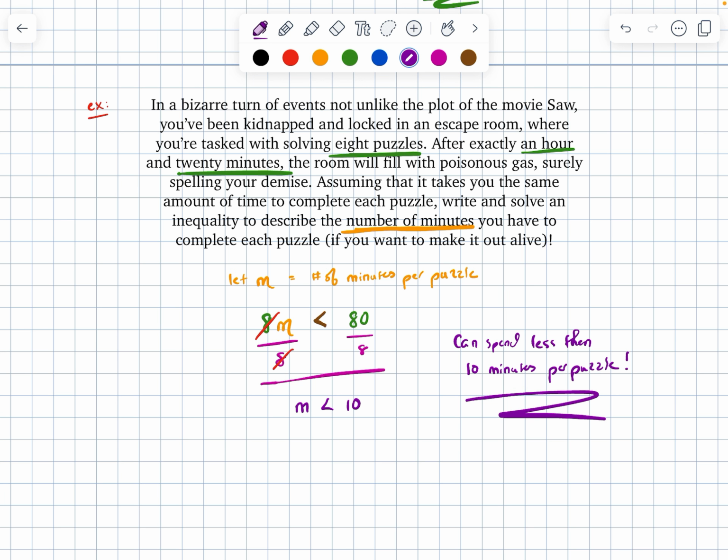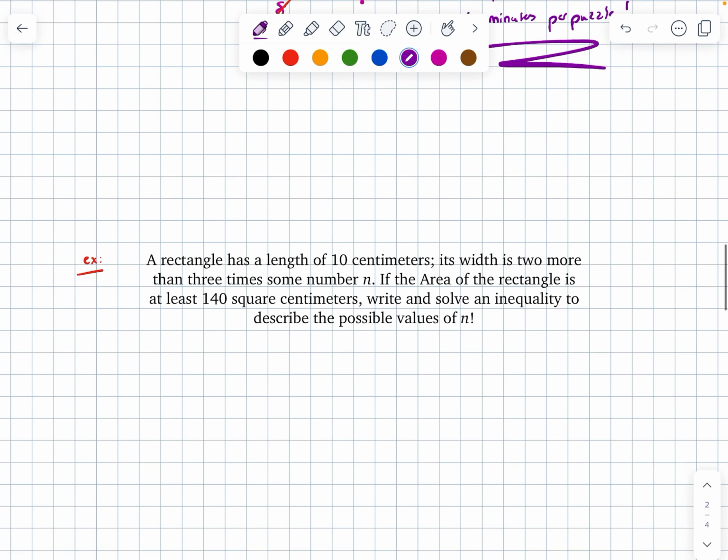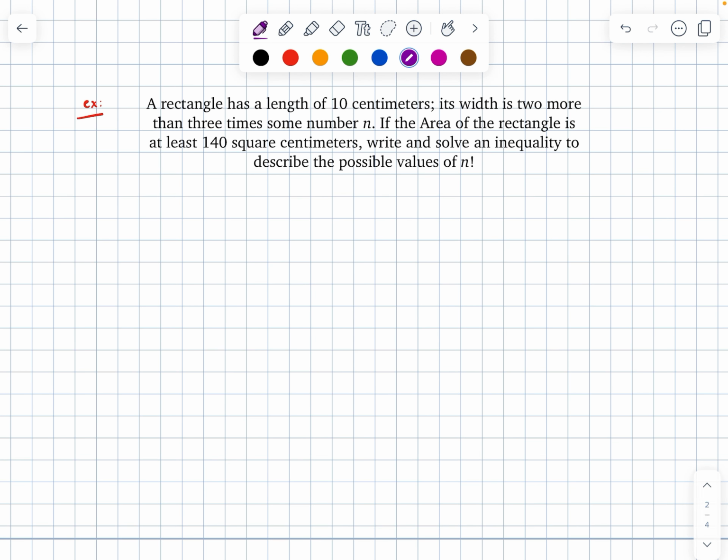Fantastic. So I know that if I spend 10 minutes or more on each puzzle, I'll hit that 80 minutes, and I'm a goner. Fantastic. Let's do 2 more for the road.